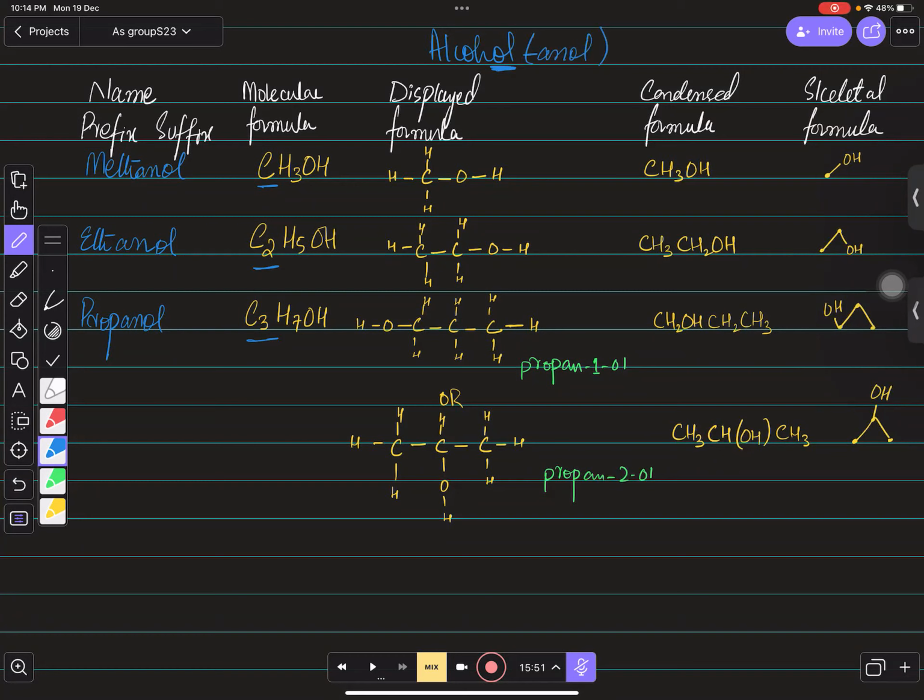And if it comes in the middle somewhere, you can mention over here the number of the carbon where the functional group is present, or you can even say that it is 2-propanol. You can even write like this, 2-propanol. That is also fine, right? And these are actually positional isomers, when the position of the functional group is changing. This is positional isomers of alcohol.